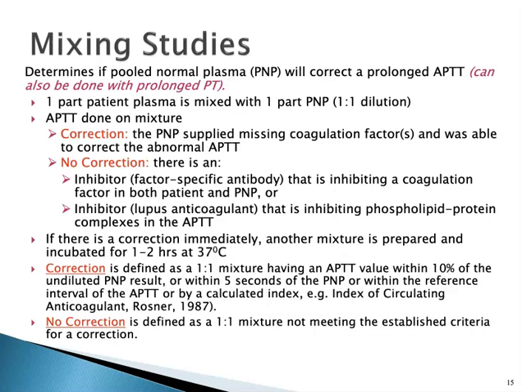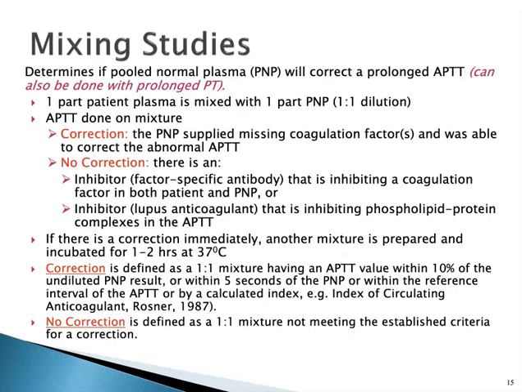You take one part patient plasma and mix that with one part PNP, pooled normal plasma. Basically, it could be a 1-to-1 dilution. You can use 500 microliters, 300 microliters, 100, whatever the case may be, as long as they are equal parts.